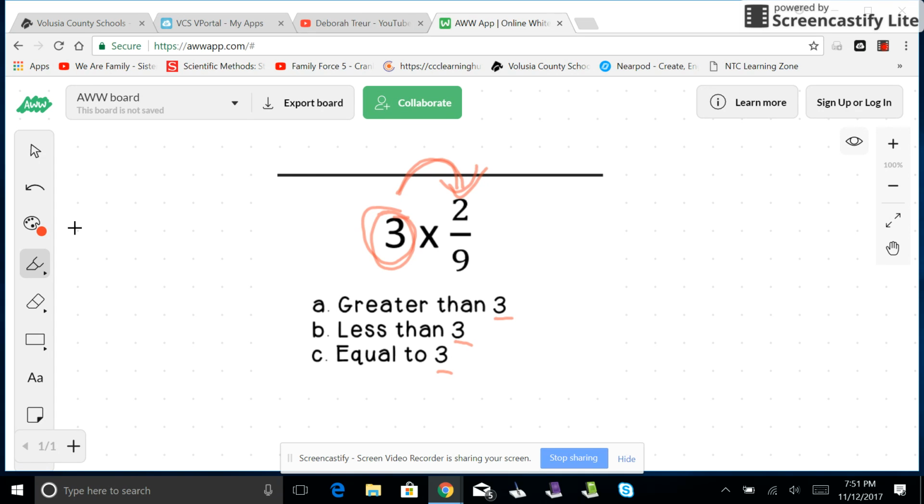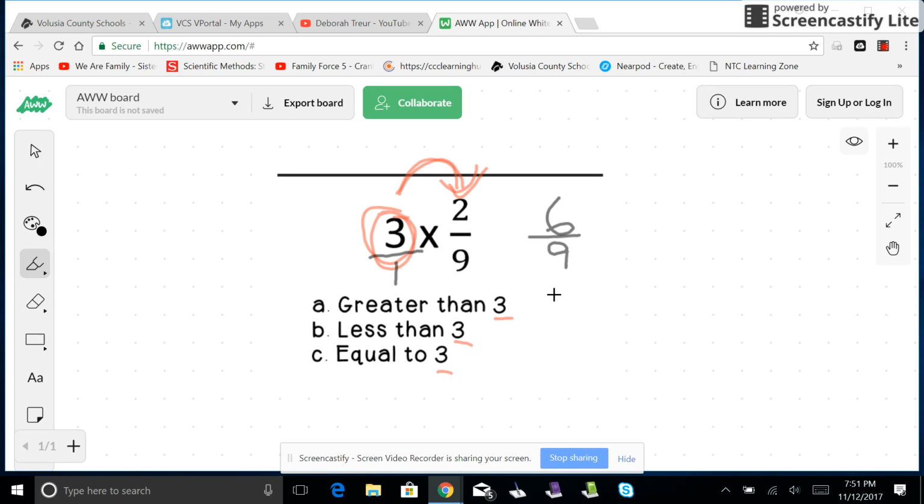So if we did want to do it our old traditional way, where we would put a line right here across, and then put a 1 underneath, even if we multiplied across, 3 times 2 is 6, and then 1 times 9 is 9. This number, 6 over 9, or 6/9, is smaller than or less than the 3.